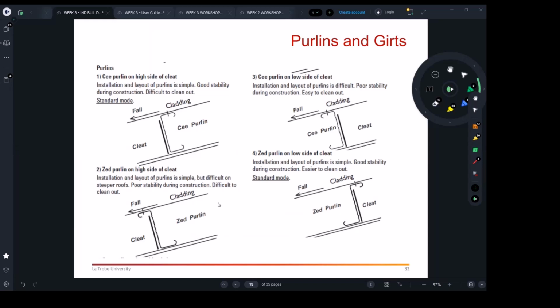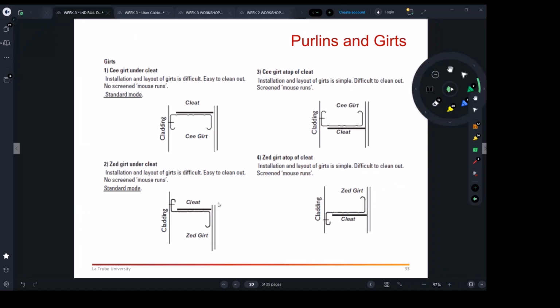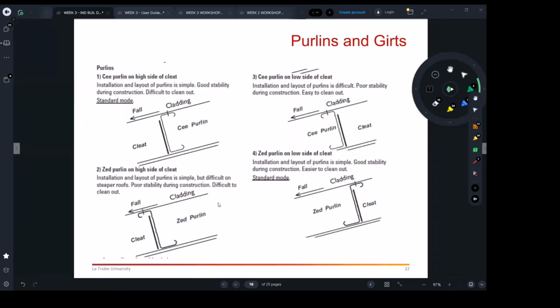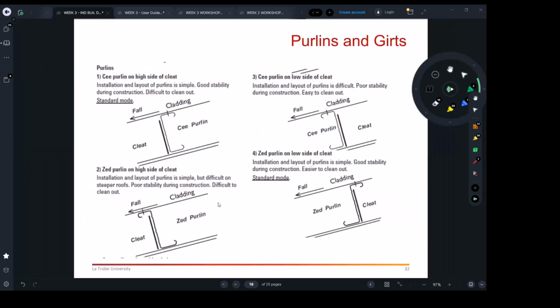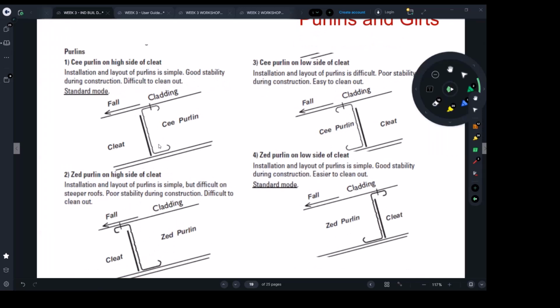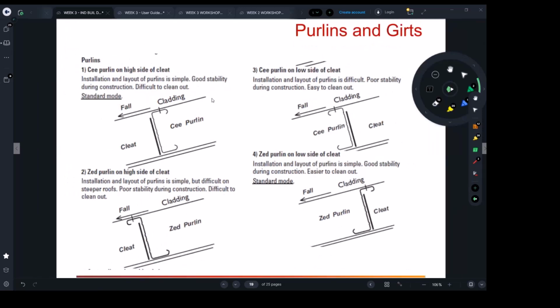All right, so there are some construction considerations which you may pay attention to. We have about 4 slides, let me finish those, and then we stop the lecture. As I said, there are very nice notes I would like you to pay attention to, which let you know the construction advantages from placing the C or Z purlins. This is the C purlin. This is the Z purlin.